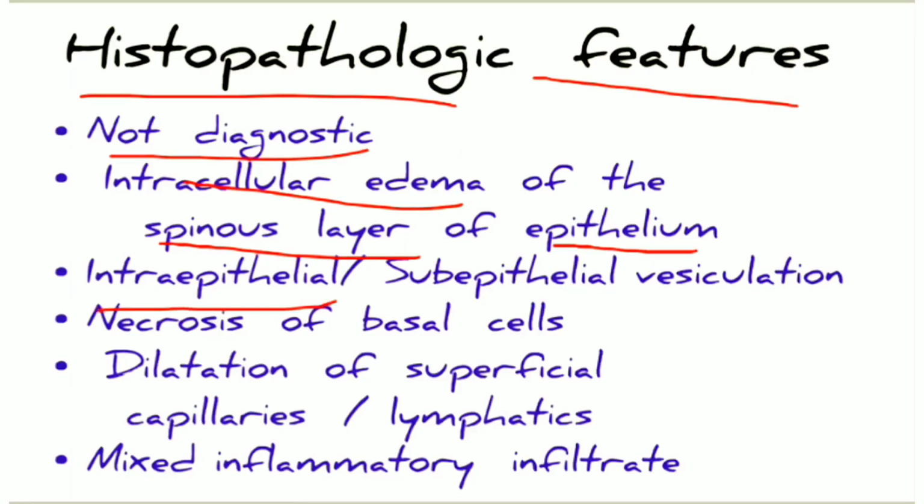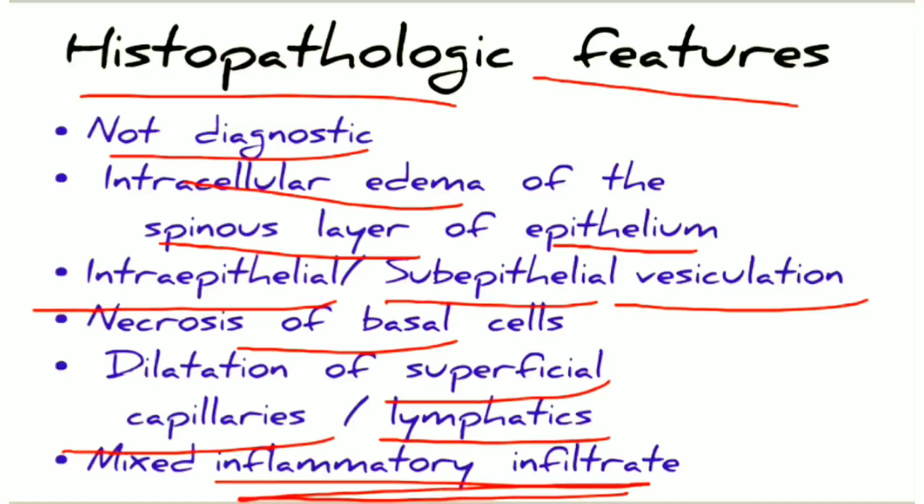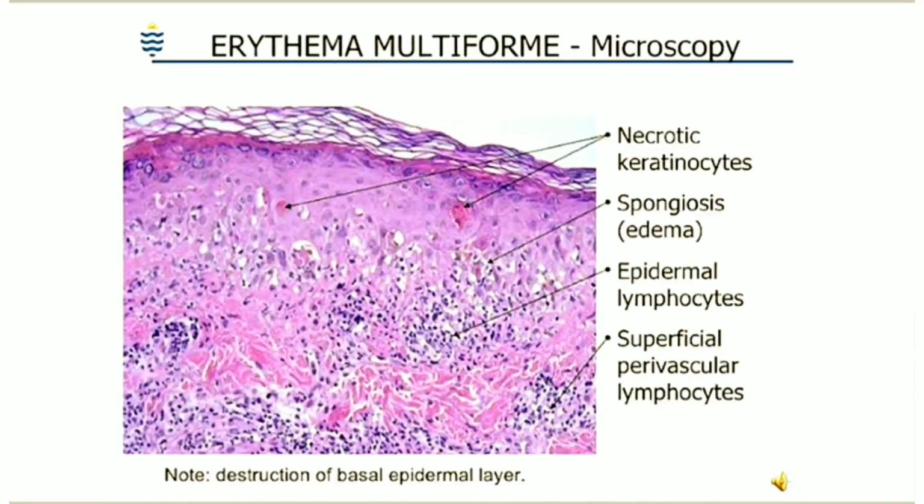Here intraepithelial or subepithelial vesiculation is seen, that is vesicle formation, and there can be necrosis of basal cells, dilatation of superficial capillaries and the lymphatics. So here the dilatation of blood vessels and lymphatics can be seen. Here mixed inflammatory infiltration like polymorphonuclear cells, lymphocytes or plasma cells can also be seen. You can see here a typical microscopic picture of erythema multiforme.